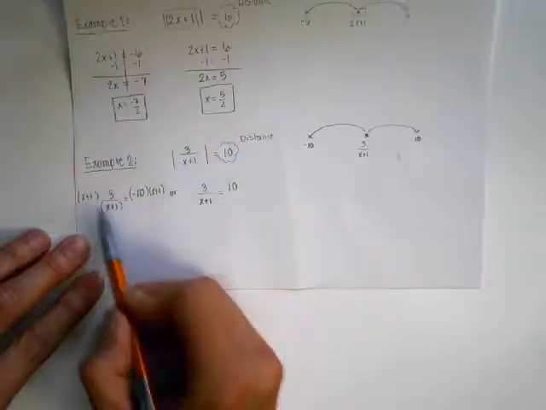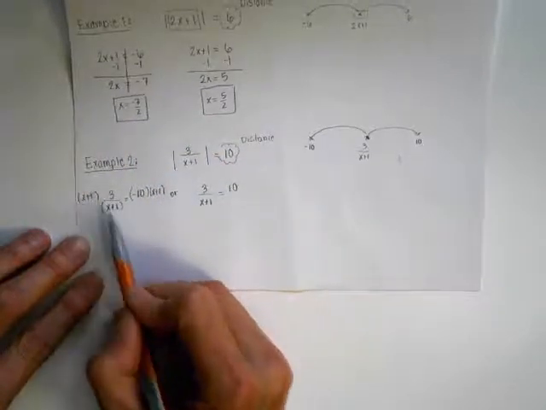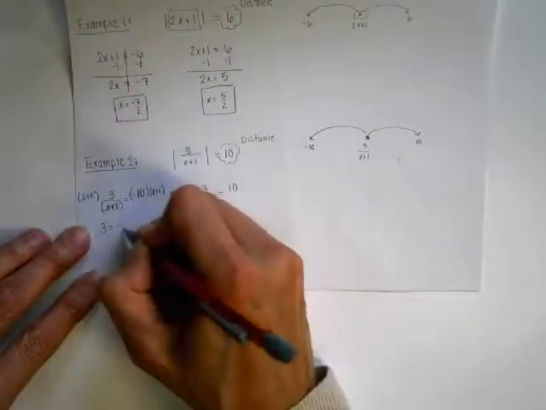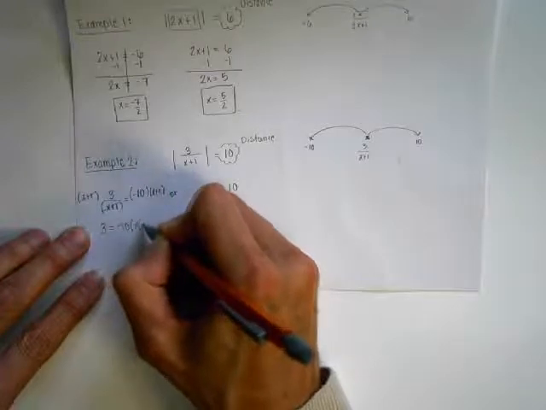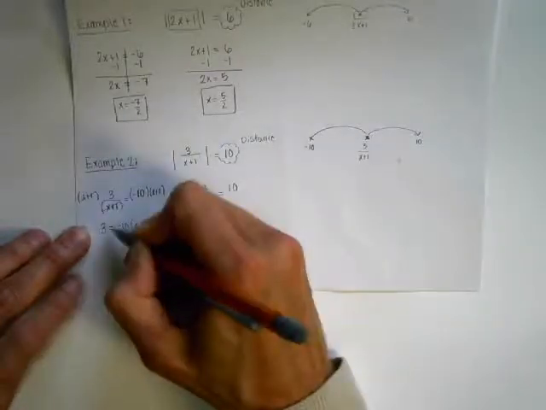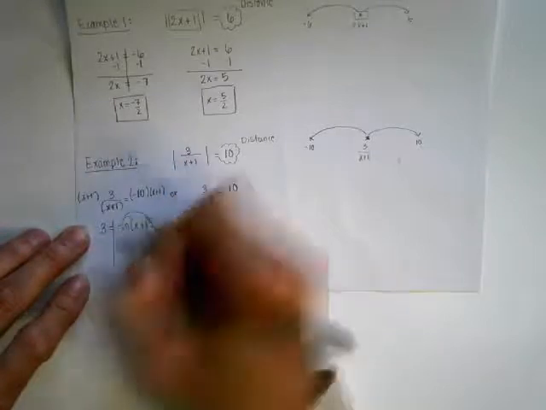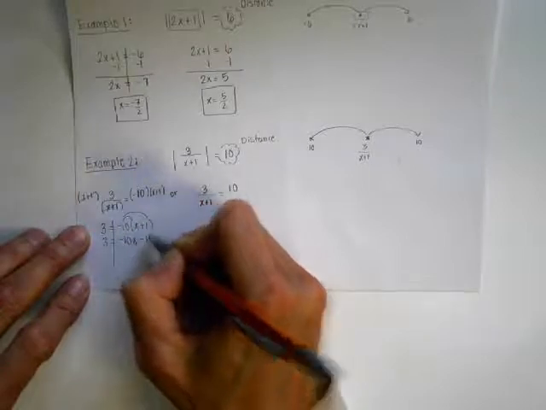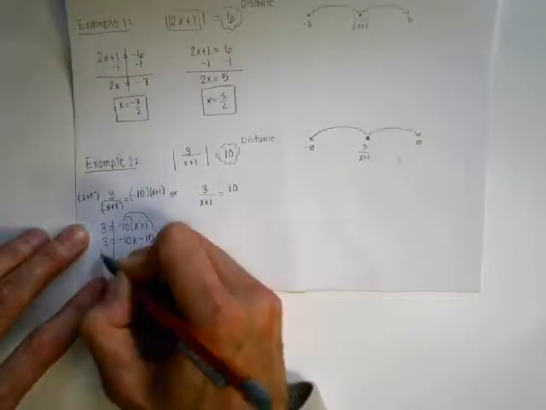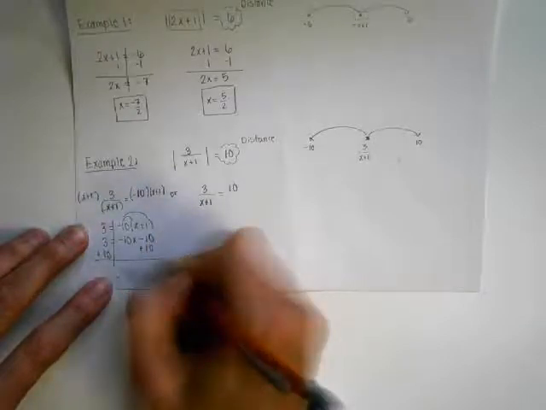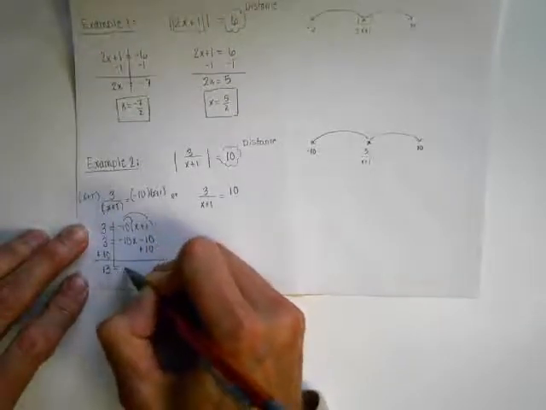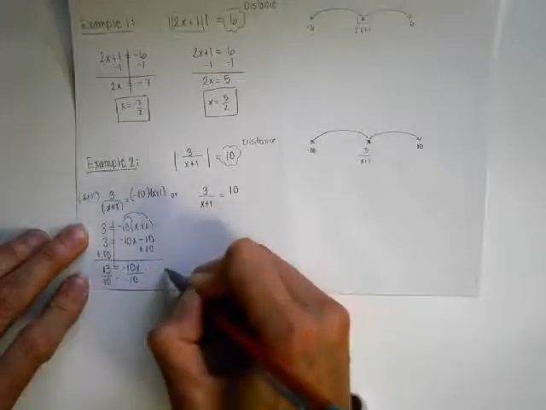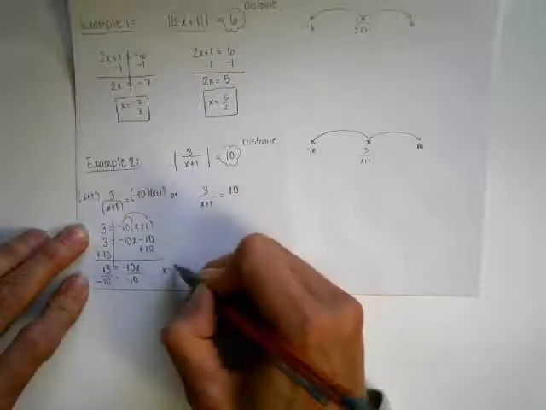On the left side, the x plus 1's cancel, and we're left with 3. On the right side, it doesn't cancel, and we have negative 10 times x plus 1. Distributing the negative 10 gives us 3 is equal to negative 10x minus 10. Adding 10 to both sides gives us 13 is equal to negative 10x. And dividing both sides by negative 10, we get that one of our solutions is negative 13 over 10.